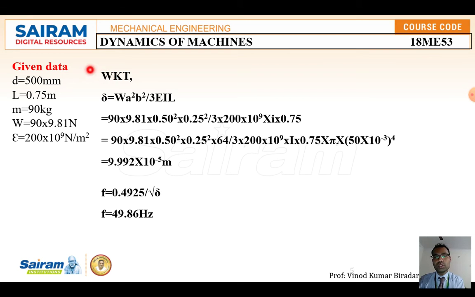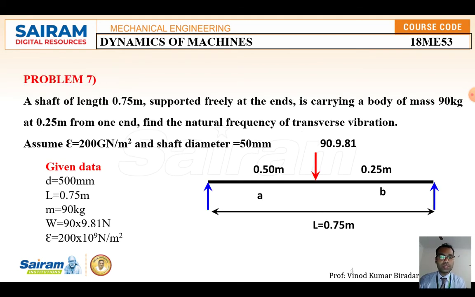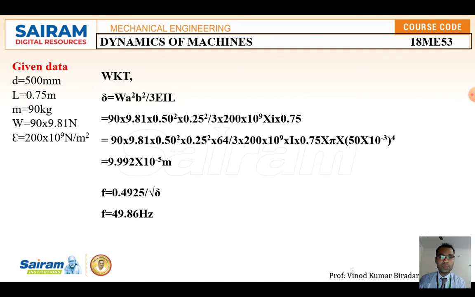Okay, so this is the formula for a simply supported beam. This is the formula used when there are two forces without any fixed point. During such a condition we are going to use this formula. So we know the weight W, a square, b square, 3, E, I, L, everything we have here.